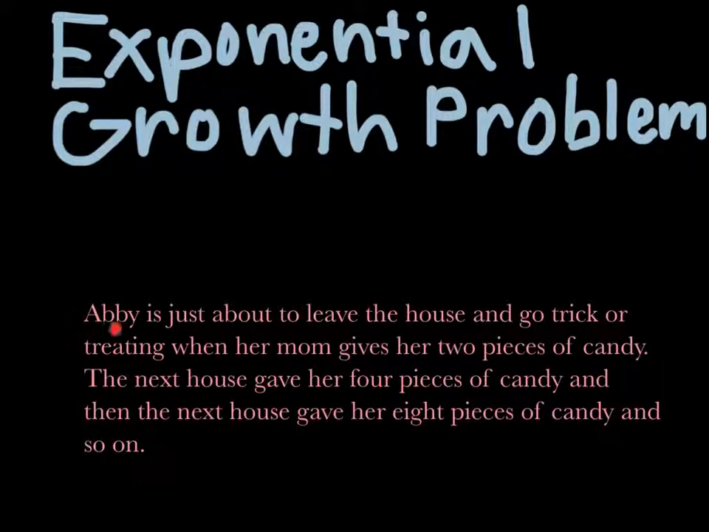Here it is. Abby is just about to leave the house and go trick-or-treating when her mom gives her 2 pieces of candy. The next house gave her 4 pieces of candy, and then the next house gave her 8 pieces of candy, and so on.